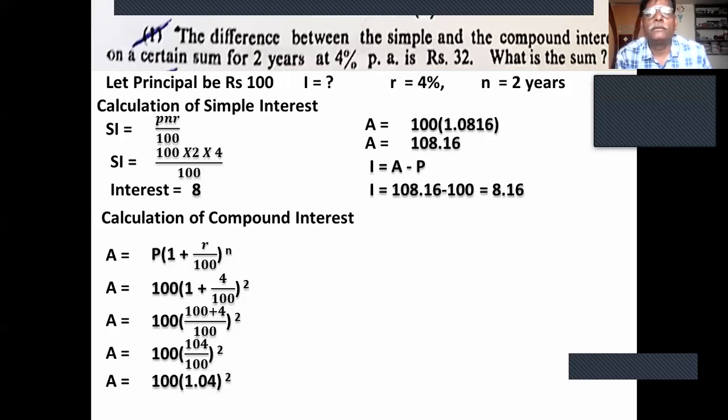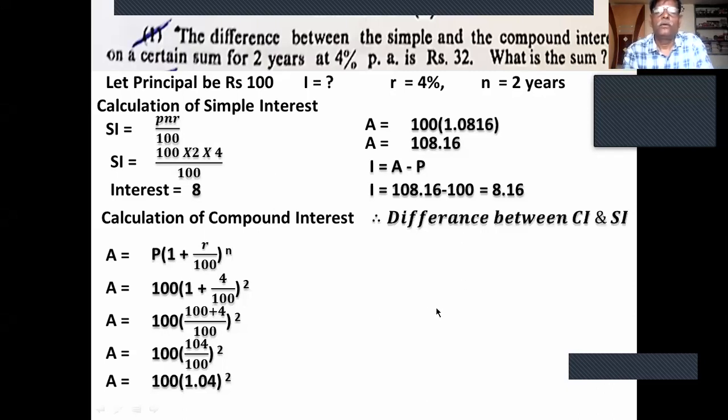But in the problem, the actual difference is 32 rupees. To get a 32 rupee difference, what is the principal? For 0.16 difference, 100 is the principal. Am I right? For a 32 rupee difference, what is the principal? If you calculate this, you will get the principal value.